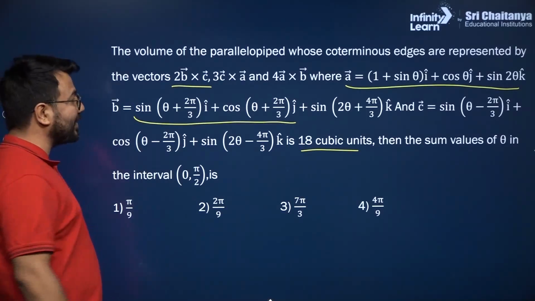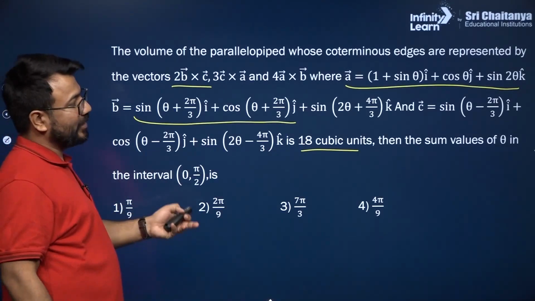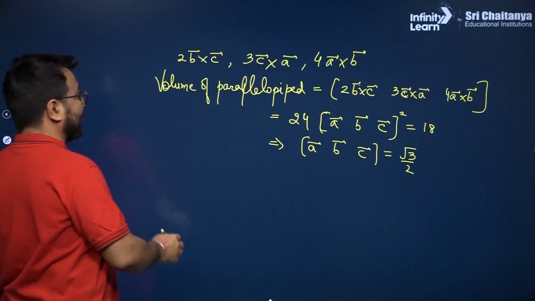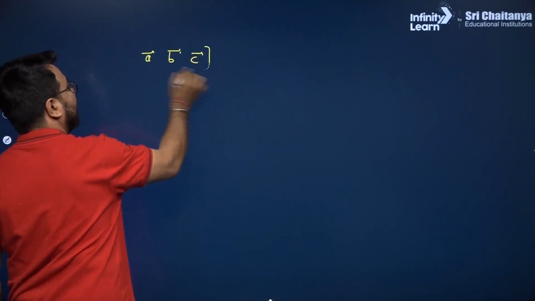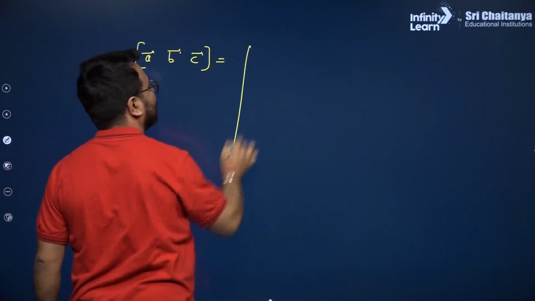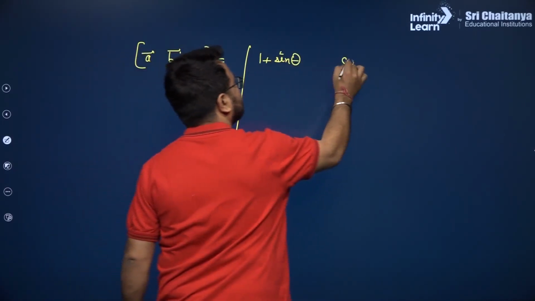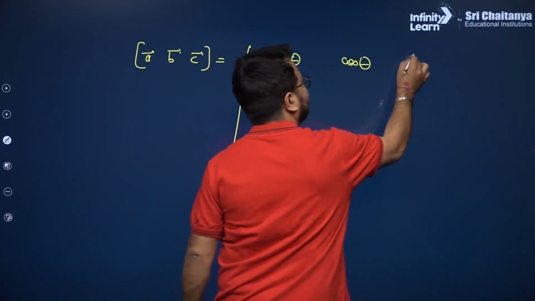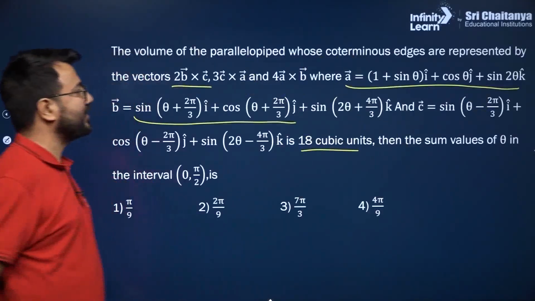Since we know the value of box ABC, it will be very easy for me to create a determinant of this box product. Okay, so 1 plus sine, cos and sine 2 theta. So I am writing here box ABC, and in the first row it will be 1 plus sine, then cos. Okay, I'm moving back, then it will be sine 2 theta. I hope this is the first row which has the vector A.